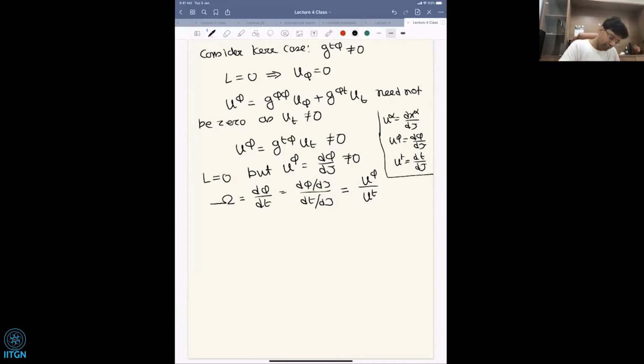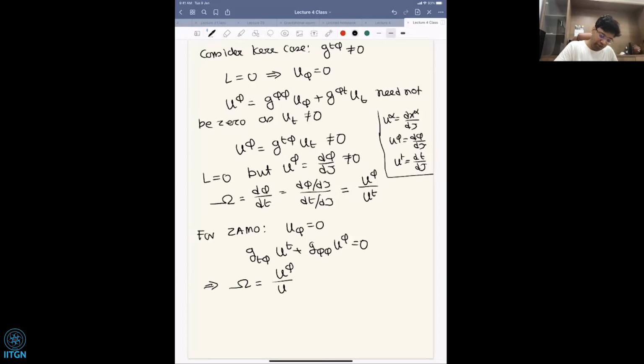observer? For ZAMO, we just found u phi equal to 0. That has to happen. That means g_t phi u^t plus g_phi phi u^phi equal to 0. So therefore, this implies omega, which is equal to u^phi by u^t, which is equal to minus g_phi t by g_phi phi.